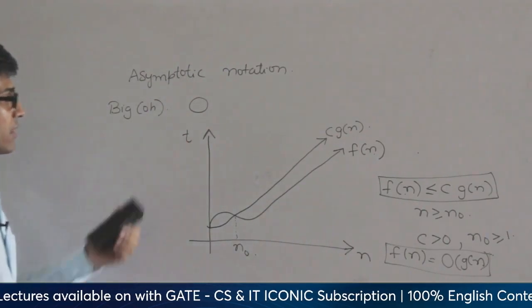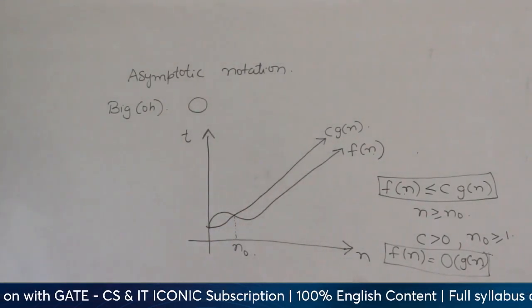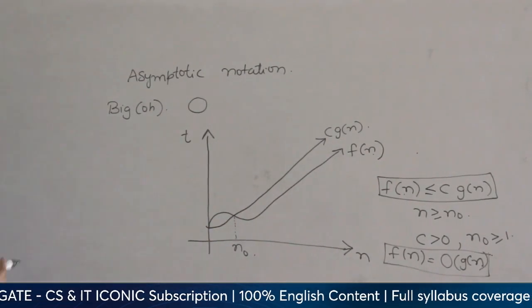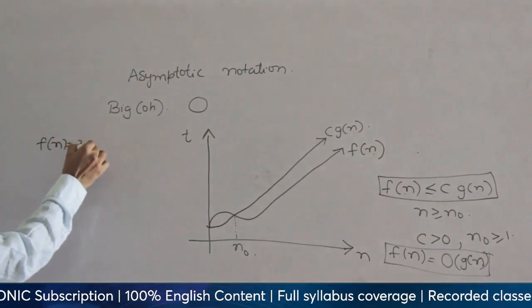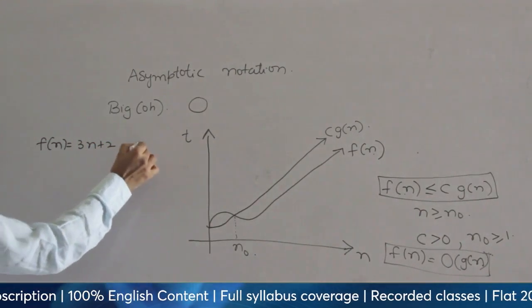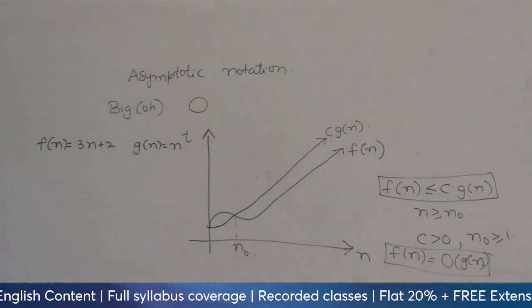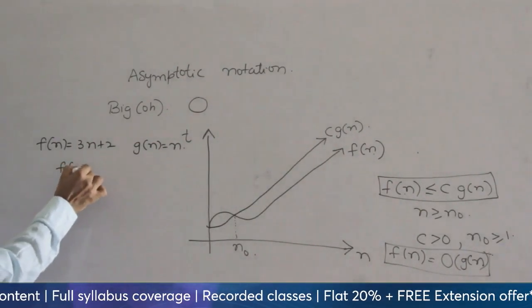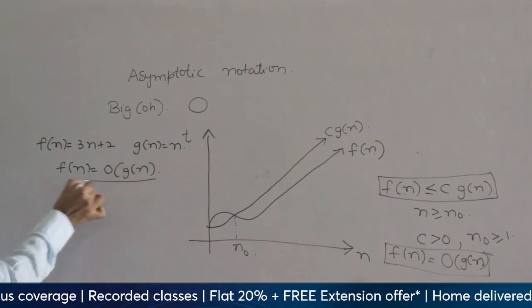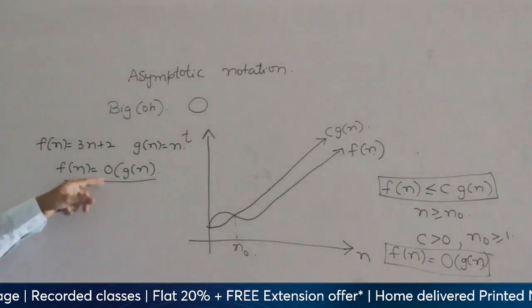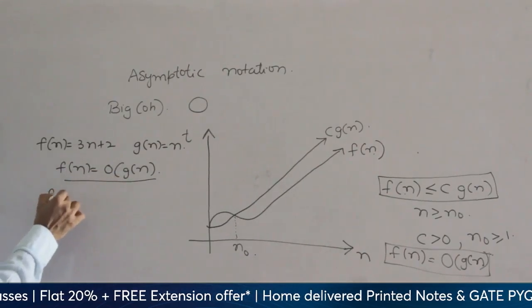So I'll give you a few examples and find out if these conditions can be met. Let us say f of n equal to 3n plus 2 and g of n equal to n. Can we say that f of n is big O of g of n? If we have to say this, we have to find the two constants c and n naught. If this has to hold, then what should follow?